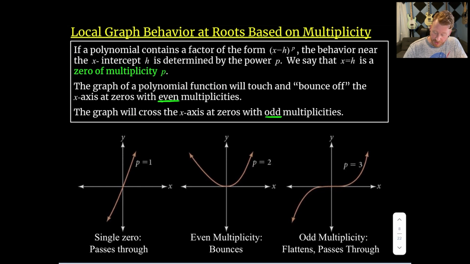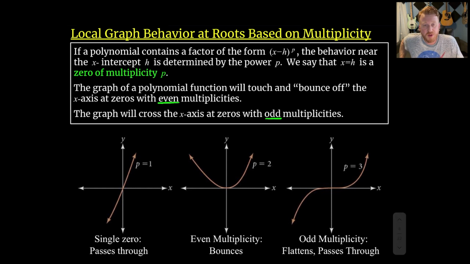All right, so you might be wondering, why do I care about a multiplicity? I get the root, right? I know it exists. It's right where I thought it was going to be. What does it matter if there are multiple of them? If a polynomial contains a factor of the form x minus h to the p, like we saw in that previous example, the behavior near the x-intercept h is determined by the power p. Here we can see a few different examples. And we say that x equals h is a zero of multiplicity p, to finish off that definition.